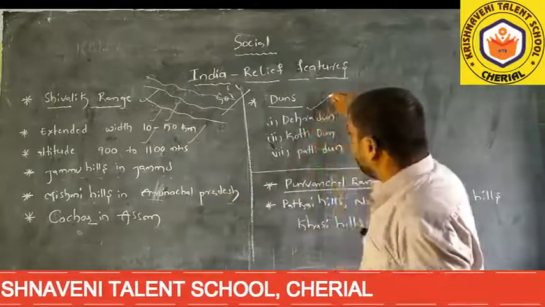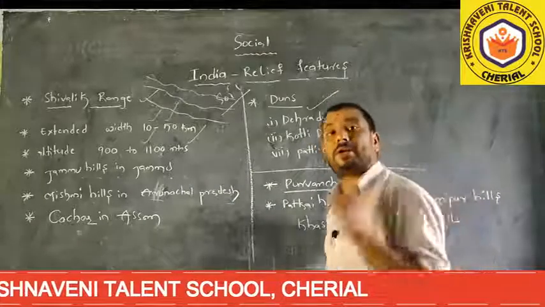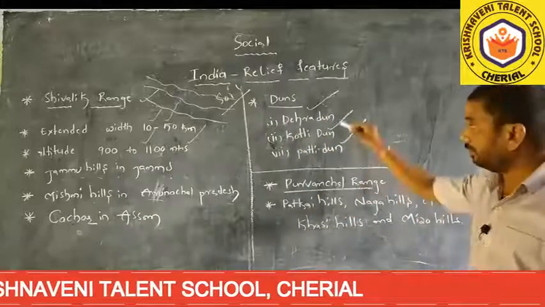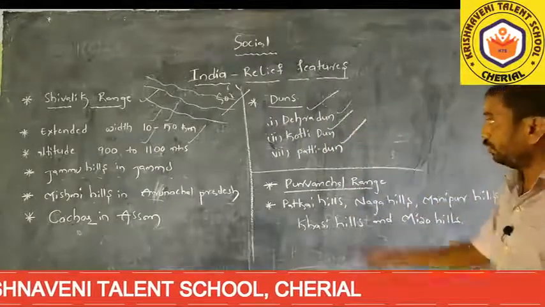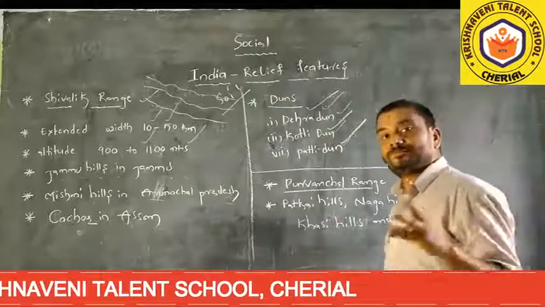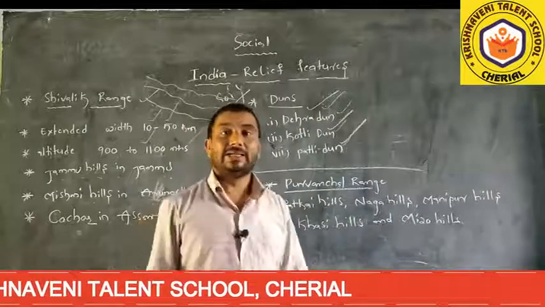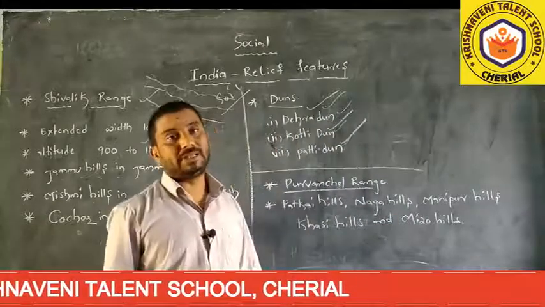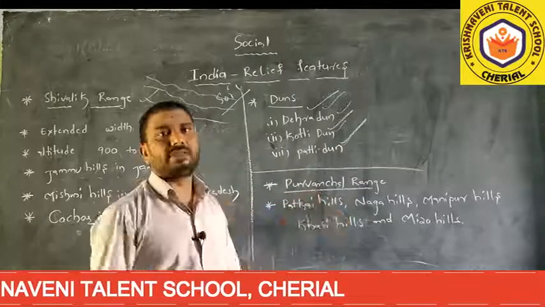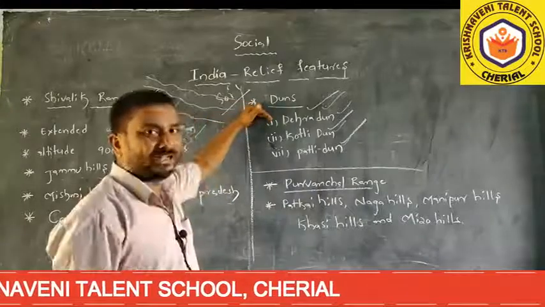Dehradun, Kotli Dune, Patli Dune. These are very, very important dunes. This is a 1 mark question, maybe a multiple choice question also. So Dehradun, Kotli Dune, Patli Dune. What is meant by a dune? The gap between the Shivalik Range and the Himachal Range. The gap between hills and hills is called a dune.